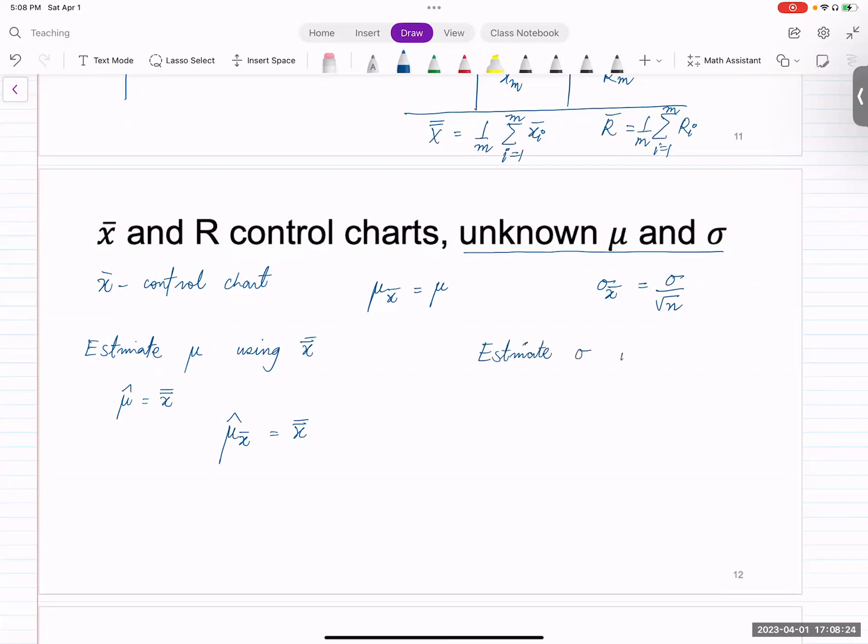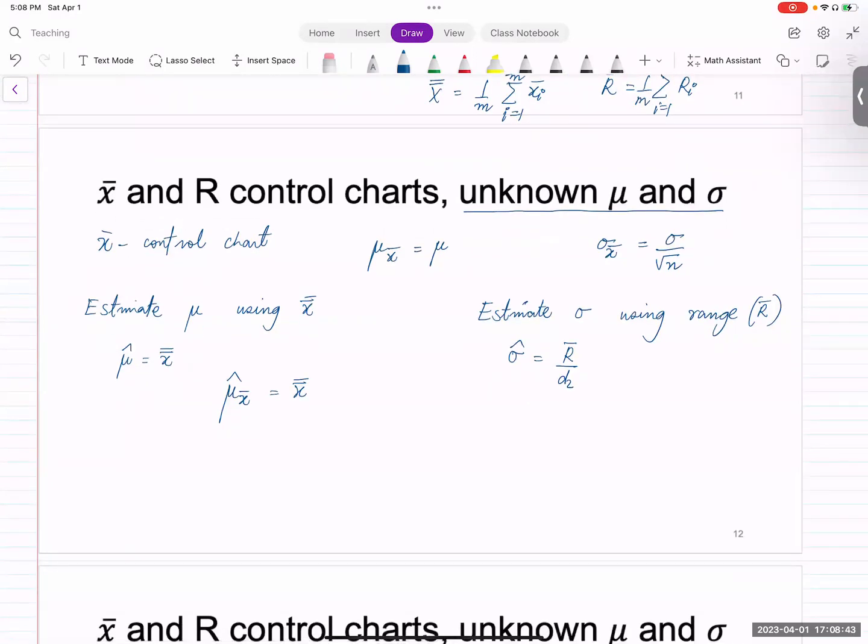sigma using range r bar. And then the formula that is used to estimate sigma with range is r bar divided by d2. And so now I can plug in sigma hat in my original formula for sigma x bar, and I get sigma x bar hat. This is equal to r bar divided by d2 square root of n. Well, now I have mu x bar and sigma x bar, they're estimates. So that's why we have this hat symbol. Now I can go back and construct my x bar and r control charts.